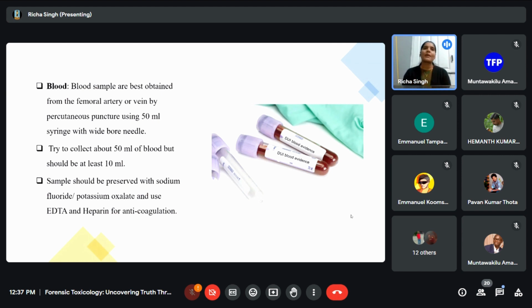So first the sample, that is blood. Blood is basically obtained from the femoral artery or vein by percutaneous puncture, using a 50 ml syringe with a wide bore needle. We try to collect approximately 50 ml of blood, but at least 10 ml should be there.